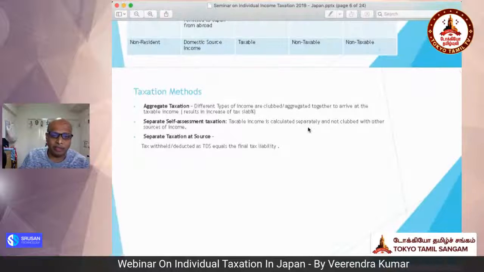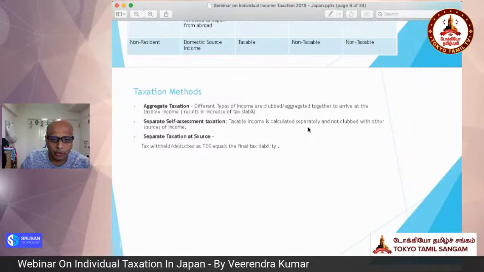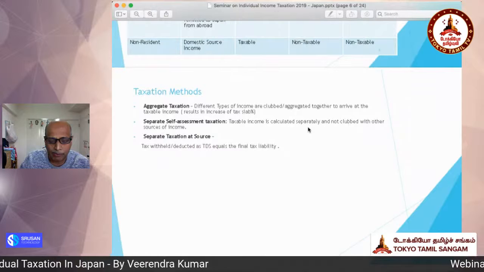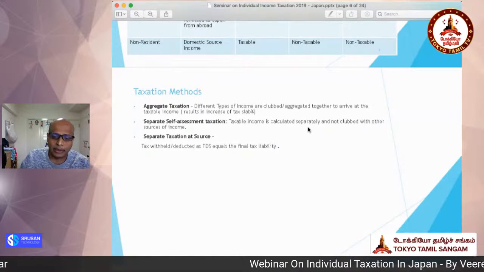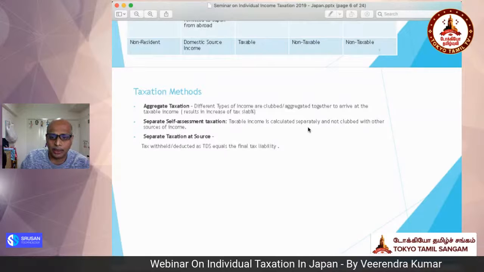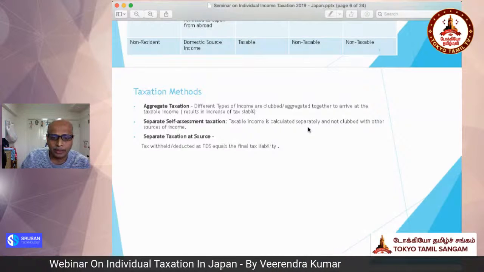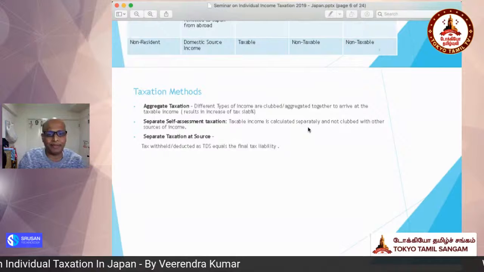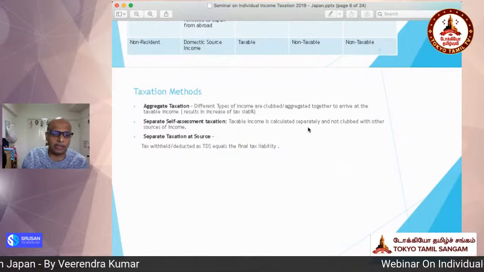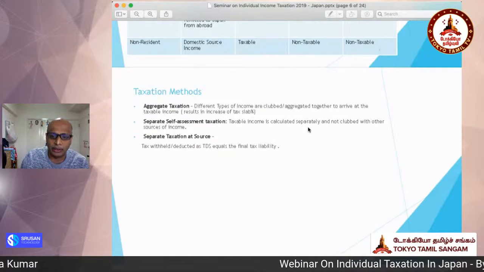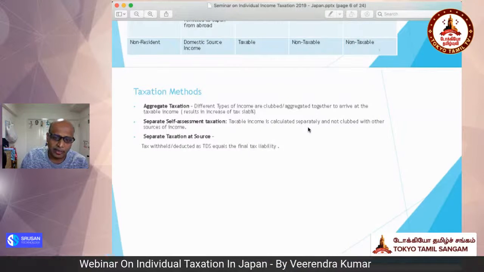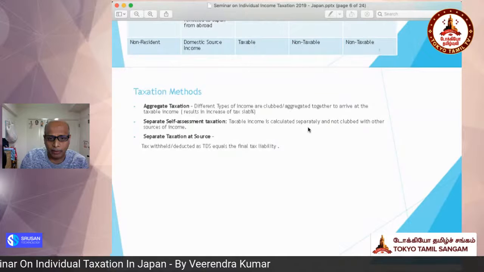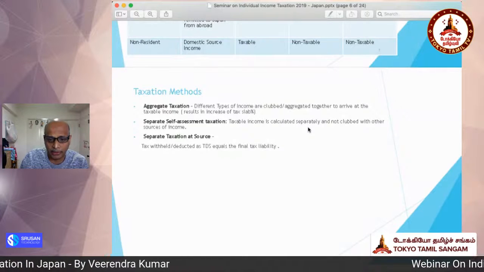And taxation methods in Japan, we have three types of taxation methods. Aggregate taxation, where different types of income are clubbed together to arrive at the taxable income. This actually results in the increase of the tax slab. You also have the separate self-assessment taxation, where the aggregation or clubbing is not done, and it is considered as a separate source of income on which the tax is levied.